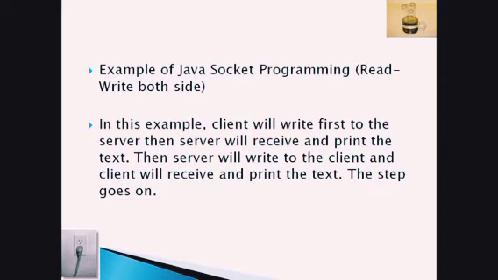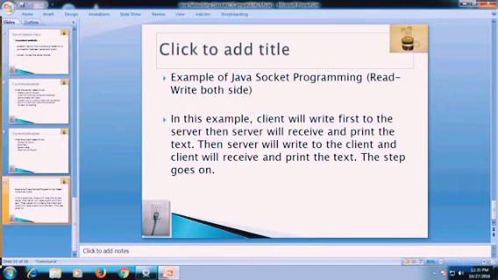Let's see a real live example of Java socket programming, where the client and server both read and write. In this example, the client will write first to the server, then the server will receive and print the text. After that, the server will write to the client, and the client will receive and print the text. The steps go on. That means in this example, we can illustrate the interaction between the client and server. Let's take a real example of socket programming.